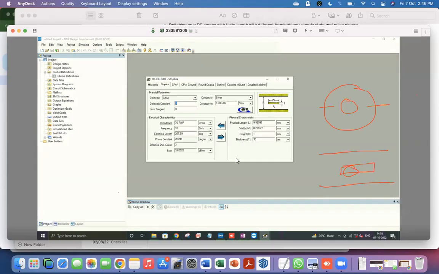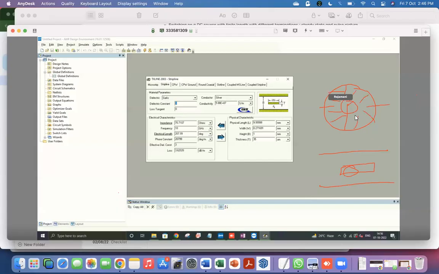Okay, so just like the coaxial, where you had the inner diameter and the outside diameter, which allowed you to parameterize this gap region between the two conductors.